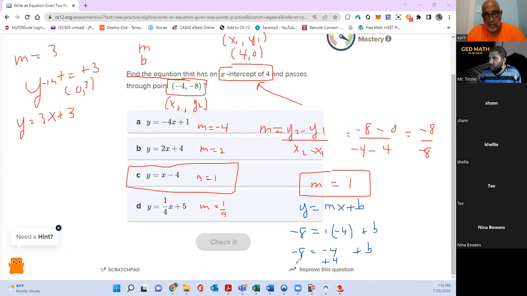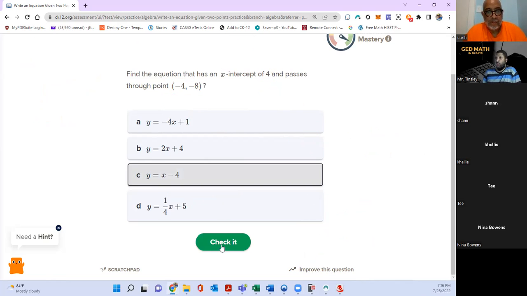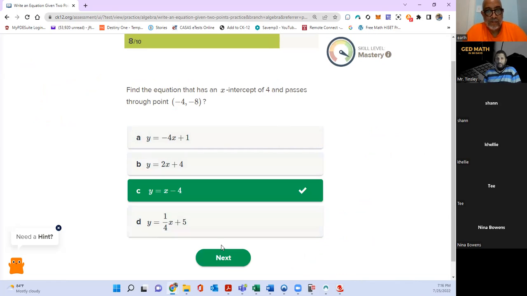This is what you should be doing every single time you're doing a problem: talking yourself through the problem. -8 plus 4 is -4. The 4 is canceled. Bring down my equal. Bring down my b. My y-intercept is -4. There's my C right there. Now I'm going to check it. Yeah, it was just worded differently.